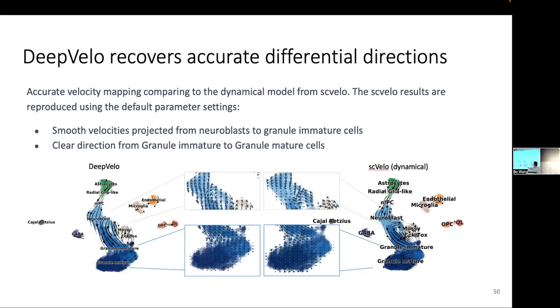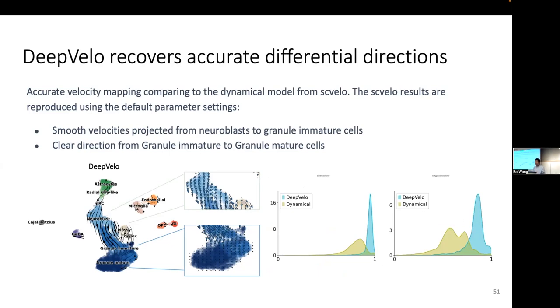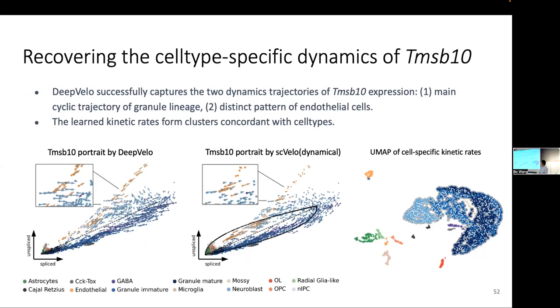Unfortunately, because of Zoom, you can't see the details of the velocity map. But if you zoom out, which I've shown on the image here, you will see that DeepVelo generates a lot smoother velocity projection from neuroblasts to granule immature cells. And also you have much clearer directions from granule immature to granule mature cells. While with the original velocity, even the slightly improved version, many times the velocity obtained is just zero because it cannot decide the velocity. And we certainly can quantitatively show it's much better than the original velocity.